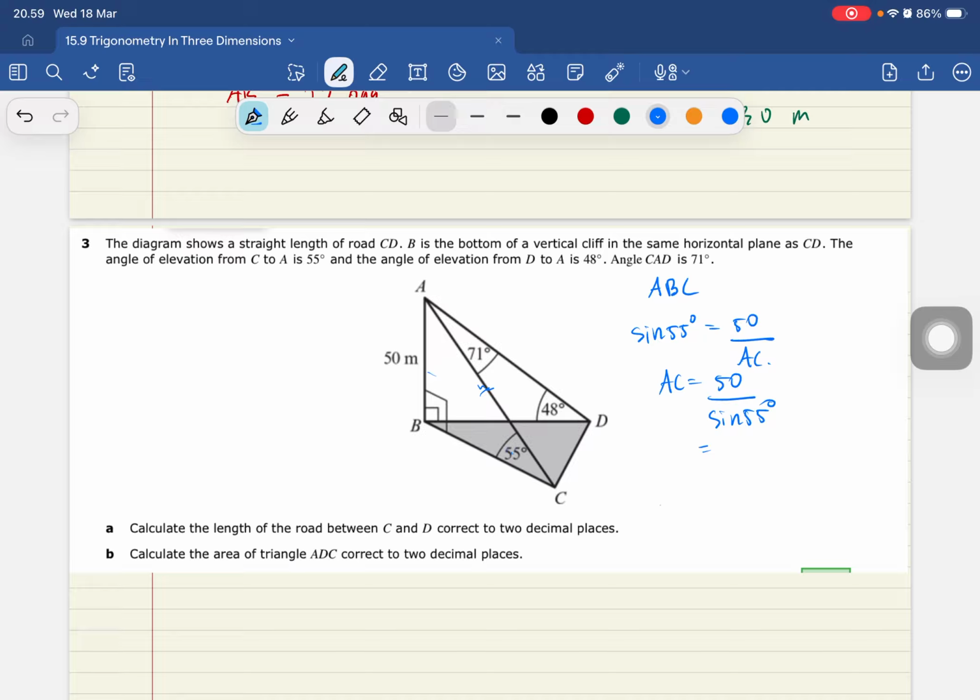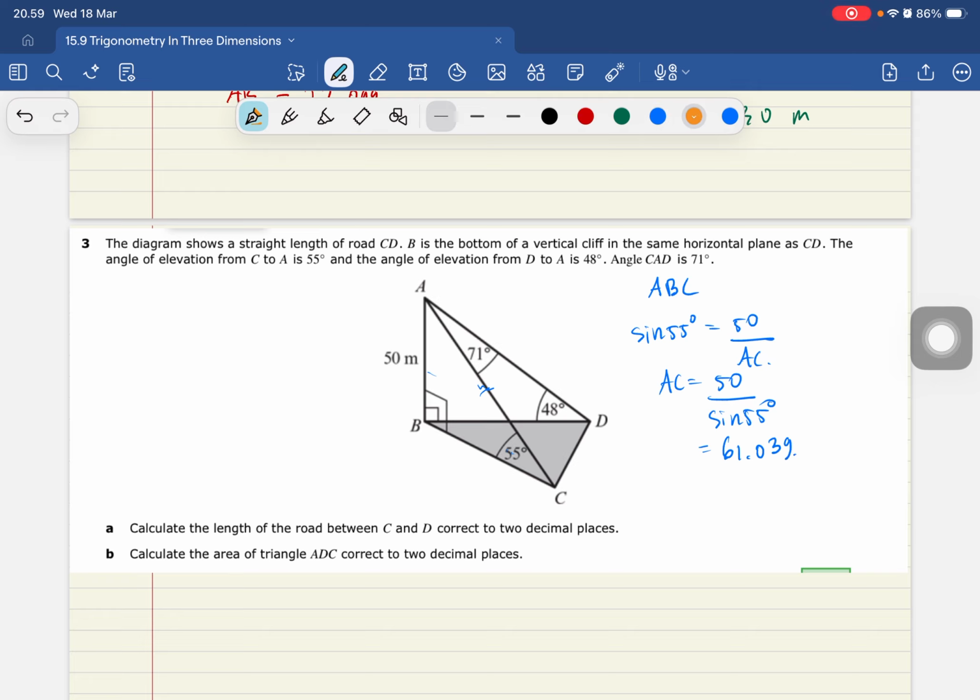This requires a calculator, so we write 50 divided by sin 55. So we got 61.039.